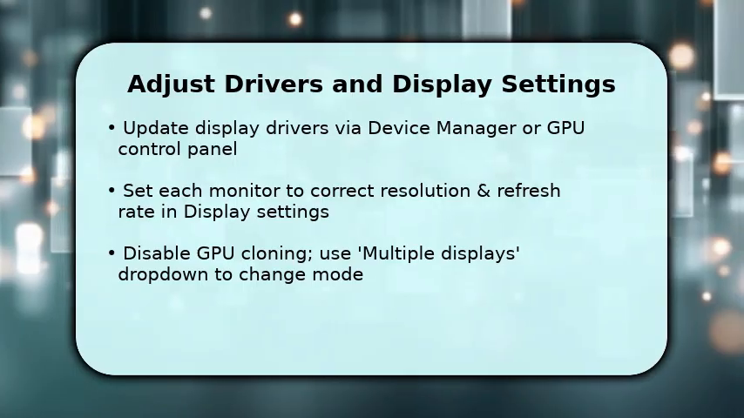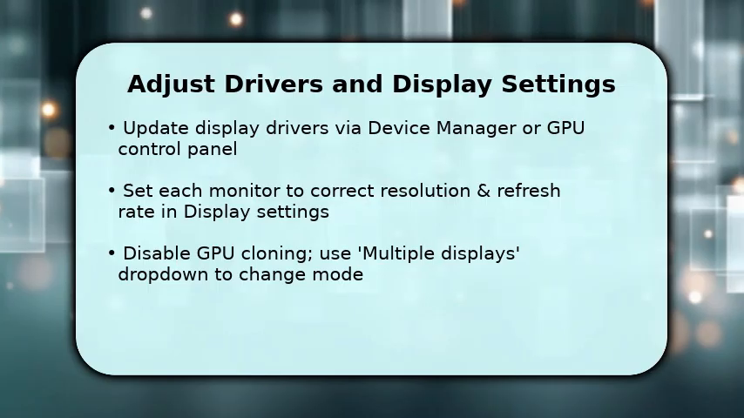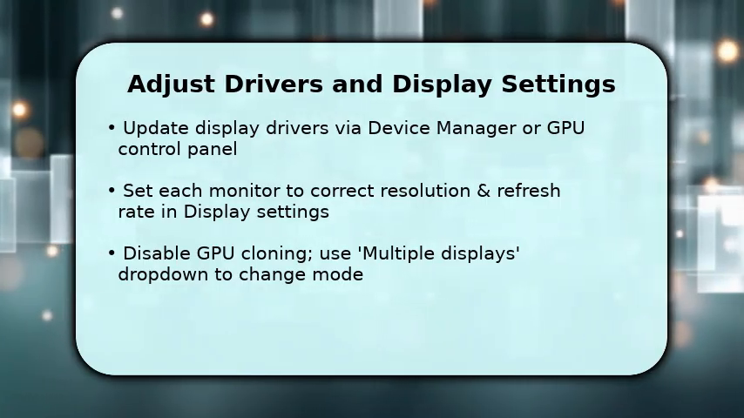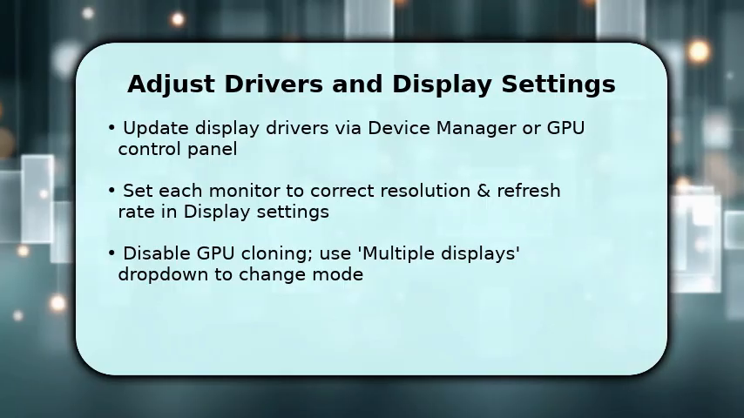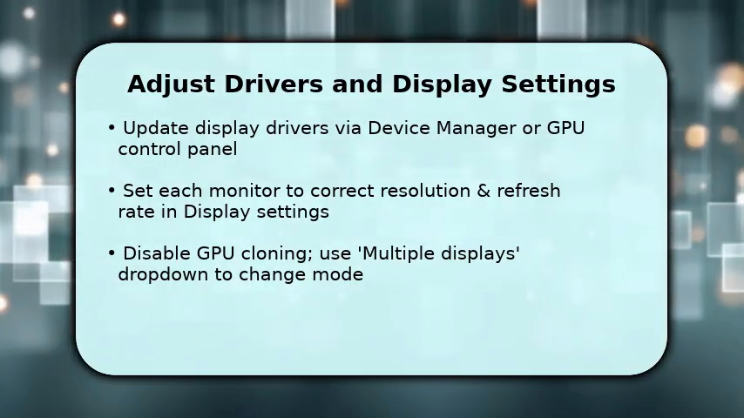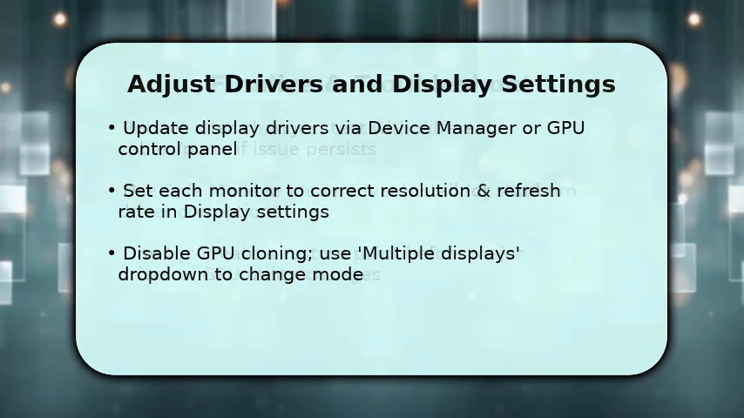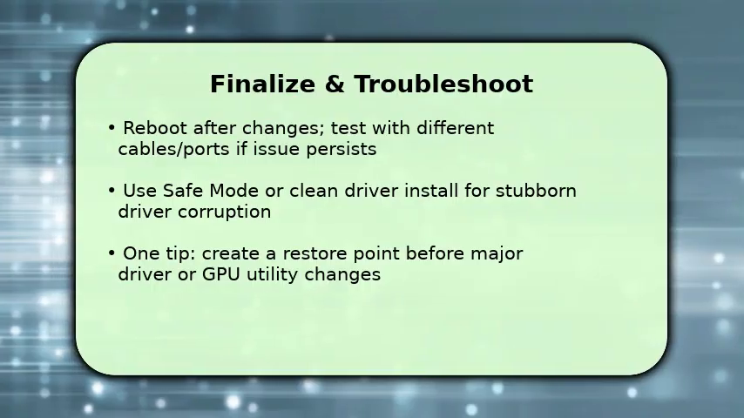In Settings Display, select each monitor and pick the native resolution and refresh rate. Mismatches can force duplication. Expand multiple displays and explicitly choose Extend or Duplicate as you need. If GPU software shows cloning or Eyefinity settings, turn those off to return. Finish by applying and testing your choices.